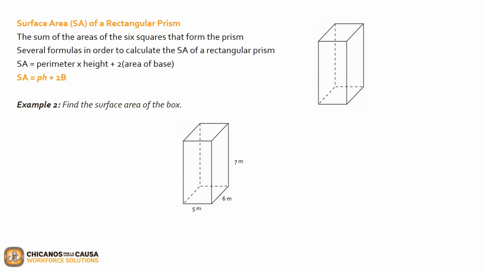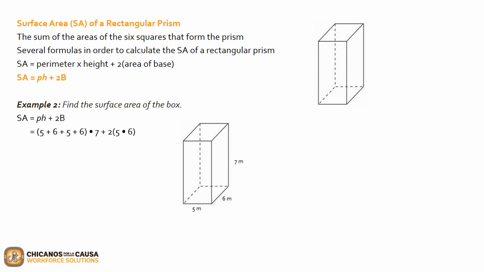So let's look at our example 2. We need to find the surface area of the box or the rectangular prism. So here is our formula in order to calculate the surface area. So why do we have 5 plus 6 plus 5 plus 6? So remember that the perimeter of a rectangle is 2 times the length plus 2 times the width. But in this case, we are just going to write out all the sides added together.